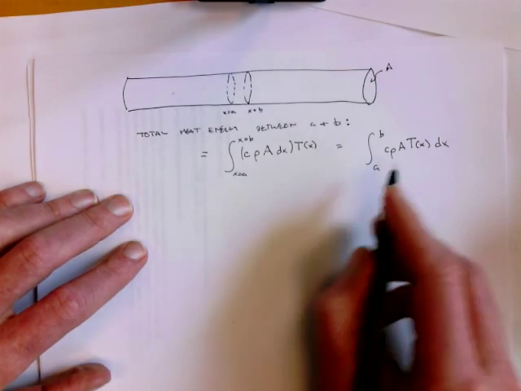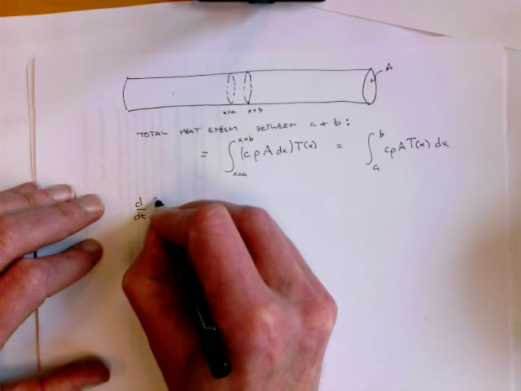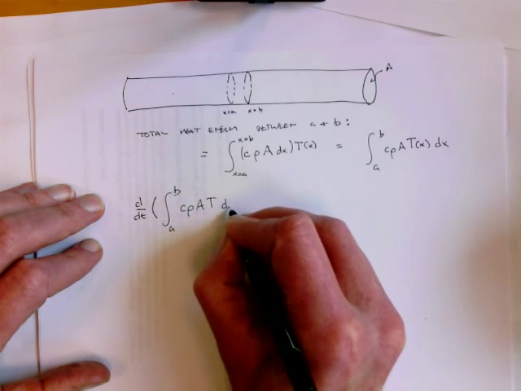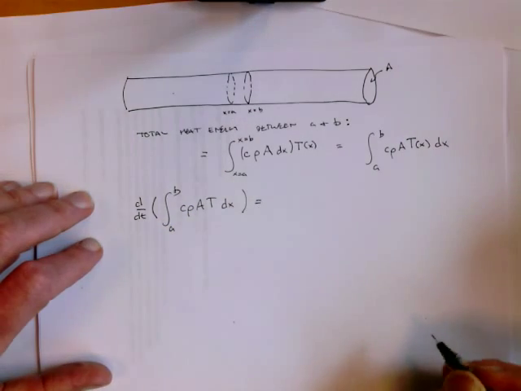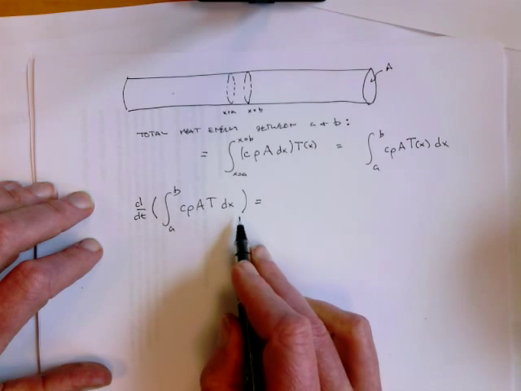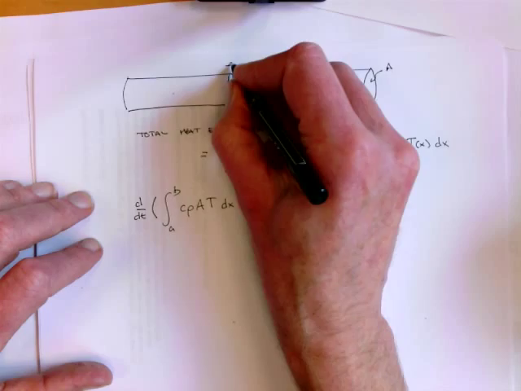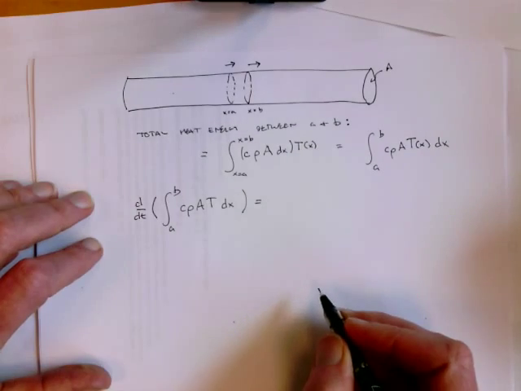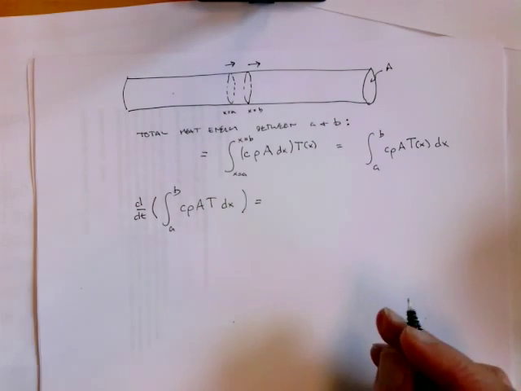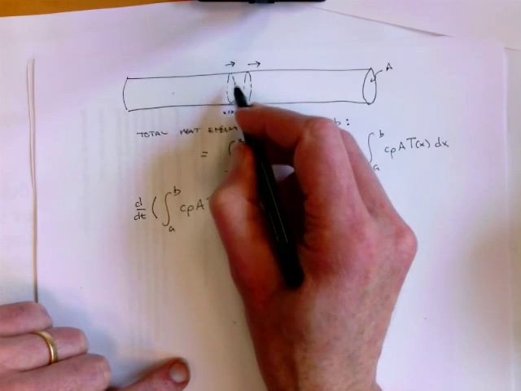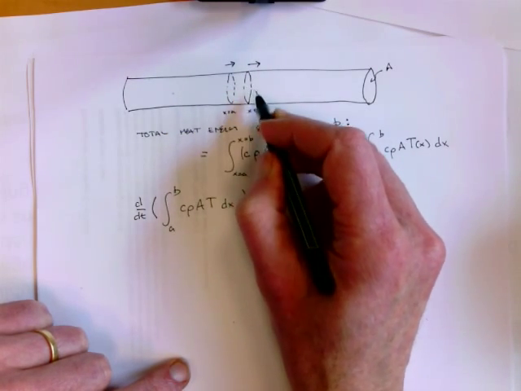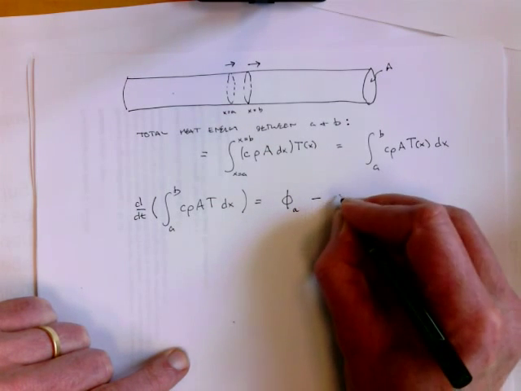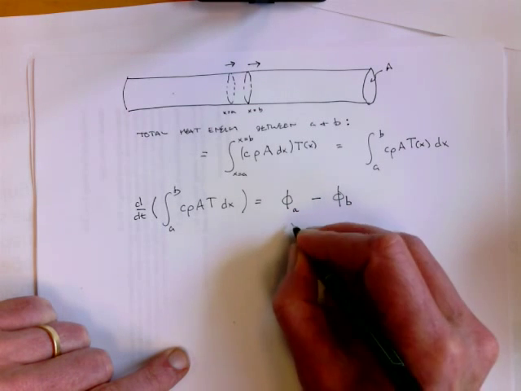If I ask the question, how fast is that changing? If I say, well, what's d by dt of the integral from a to b of c rho A T dx? Well, the only way that the energy in that slice can change is by two processes. One is I can have energy coming in this side, and I could also have energy leaving out of that side, and vice versa if I change signs. But it's basically what's the rate of energy flow across this surface and what's the rate of energy flow across this surface. So I'm going to call those things phi sub a and phi sub b, where these are the energy fluxes.